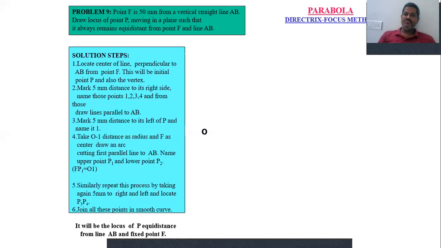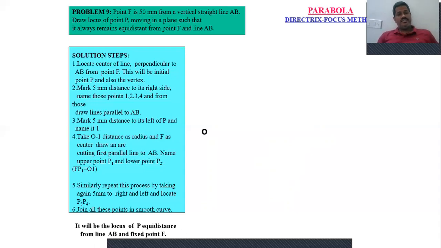Point F is 50 mm from the vertical straight line. That means the focal point is 50 mm from the fixed line, the directrix. A point is moving in this plane in such a way that it is maintaining an equal distance ratio, moving at equal distance from the fixed point and the fixed line, so that the eccentricity is 1. When the distances are equal, the eccentricity becomes 1. In the case of an ellipse, the eccentricity is less than 1. In this case, the eccentricity is equal to 1.